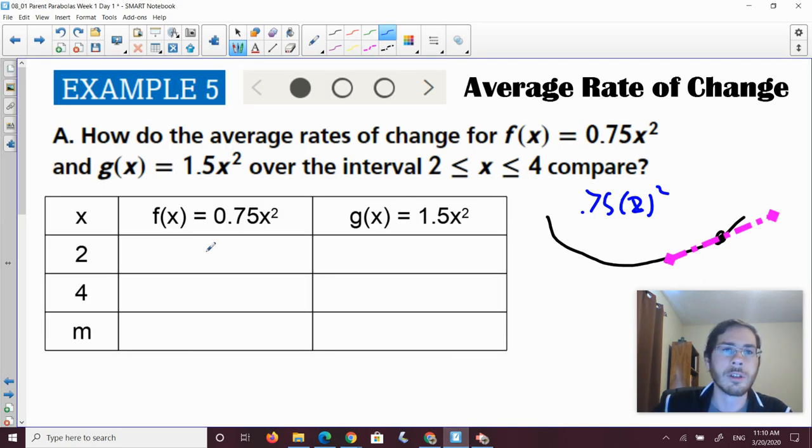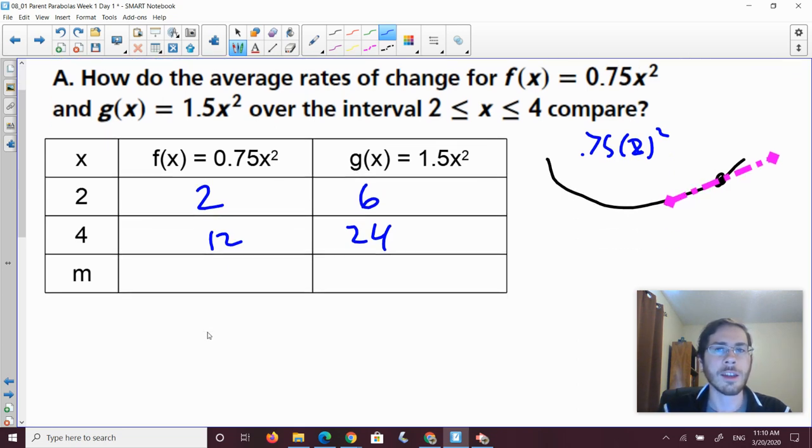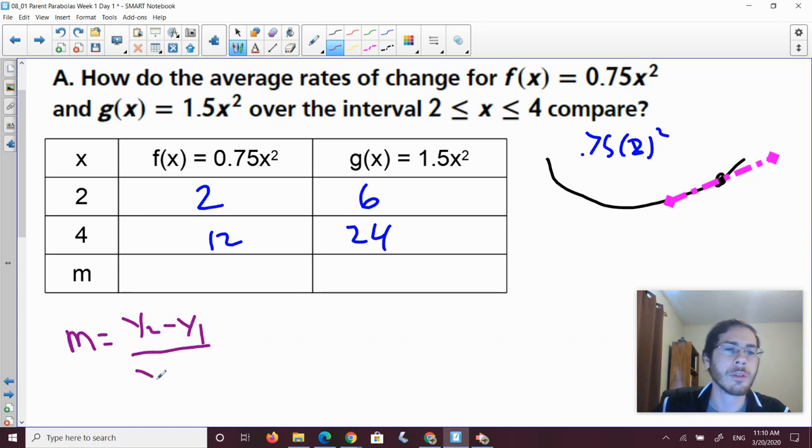So we'll plug those all in: 2, 6, 12, and 24. And then I needed to find the slope, so I needed to find m. Just as a refresher, back from first semester, the slope equation was y2 minus y1 over x2 minus x1.